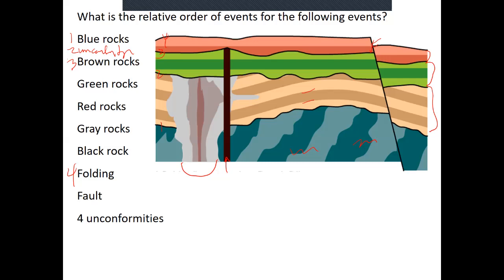And then you can see these gray rocks intrude into the brown rocks, so they cut across them. So the gray rocks form next, those igneous rocks. And then the gray rocks and the brown rocks are eroded. So we have our second unconformity. So the gray rocks, we have 6. The unconformity is uplift and erosion.